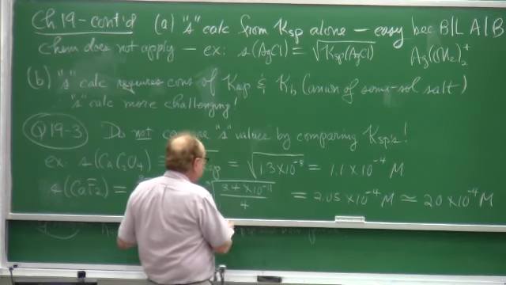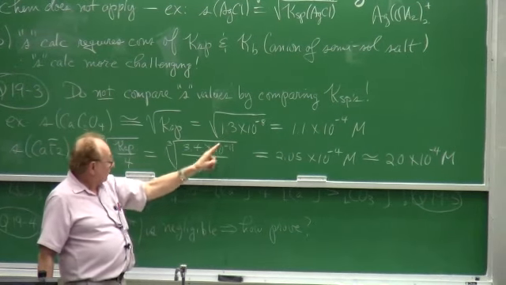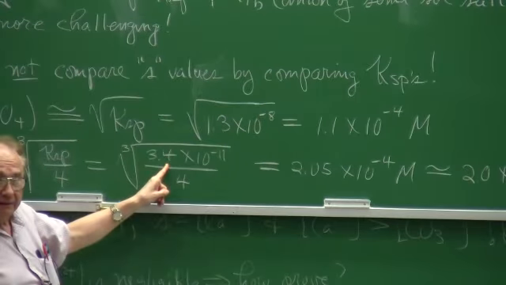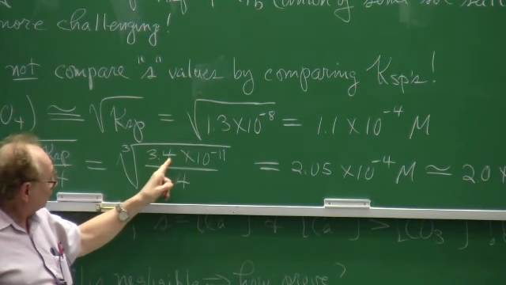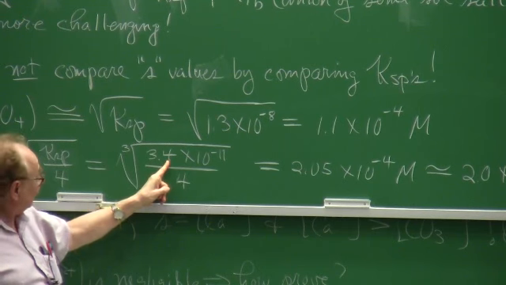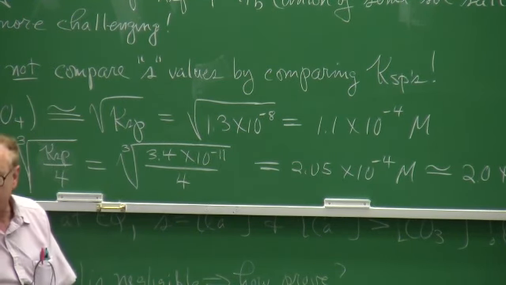But look at the KSPs. Here's KSP for calcium oxalate. Here's KSP for calcium fluoride. Hey, this is a much smaller number than that. So if you look at this much smaller KSP value and say that means this stuff is less soluble than this, you are dead wrong.